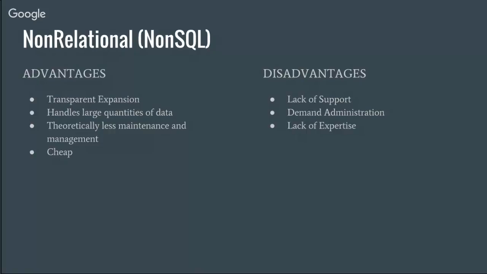Some disadvantages of non-relational databases include that there's a lack of support when compared to relational databases, because relational databases are often run on the enterprise level, where companies pay large amounts of money to use the software and receive support if the software malfunctions. As stated earlier, these non-relational databases do require administration. This is because these systems are very new and still require some maintenance and changes in order to perfect the systems. Being brand new also means that there is a lack of expertise when it comes to non-relational databases.